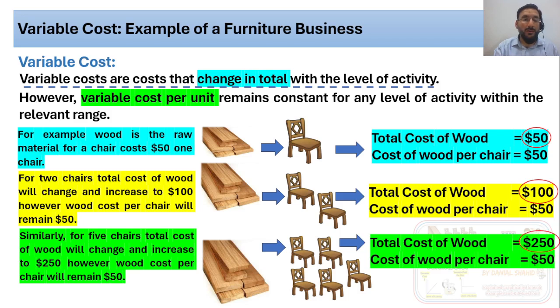So in this case the activity is manufacturing of chairs. The manufacturing of chairs is the activity, and the activity level is rising, so the cost is rising. Whereas the variable cost per unit is the cost of wood per chair. It's $50 in all of the 3 cases.